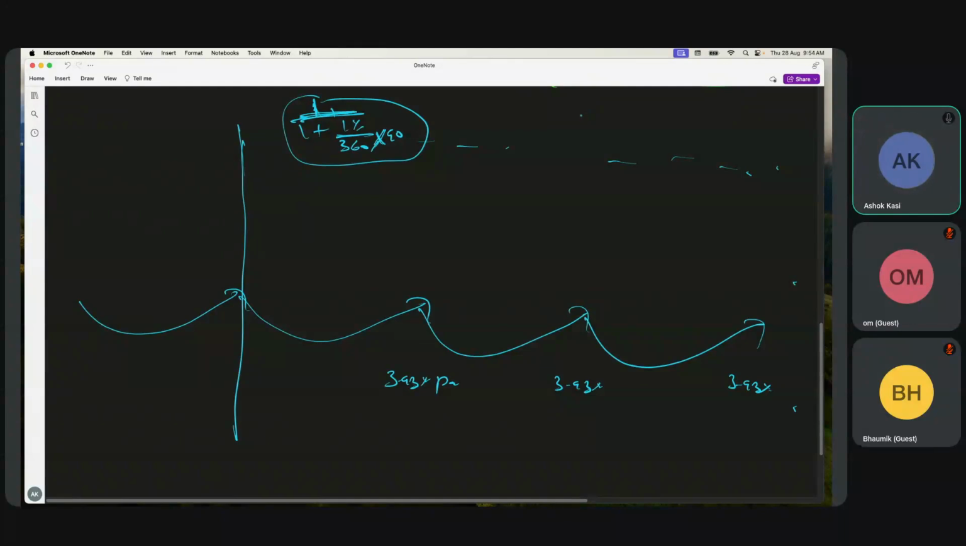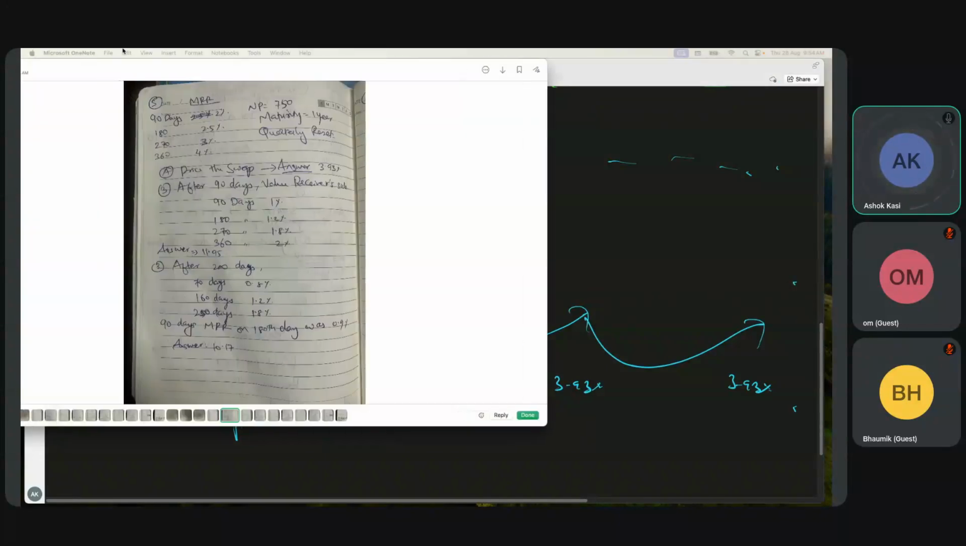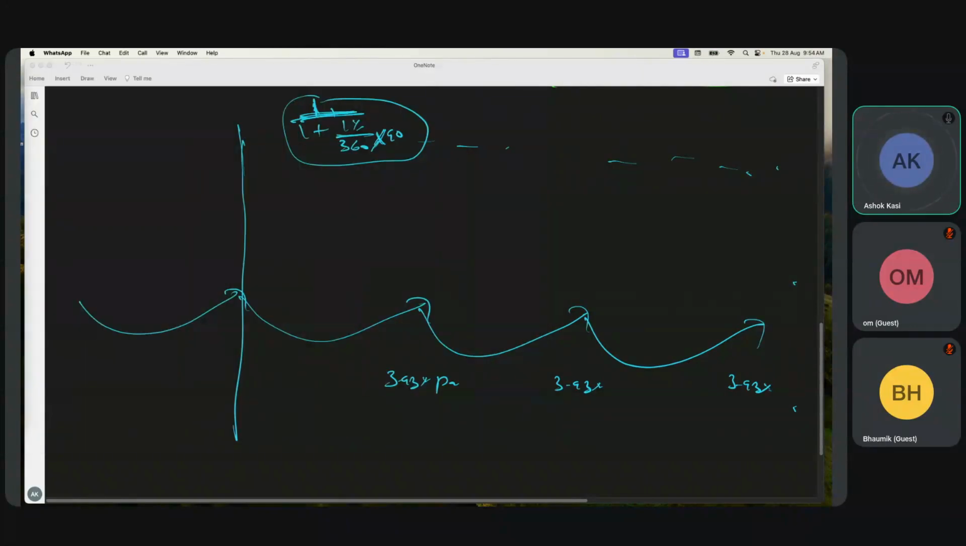So you do one thing, calculate the fixed rate taking those three data. Those three means what? Just take these data: 90 days 1%, 180 days 1.2, and 270 days 1.8. Only these three you take, and you calculate the interest rates. You understood what I said now? Just calculate this one first. Yes, sir. I calculated. It's 1.789.